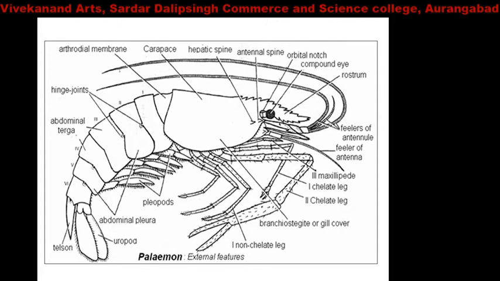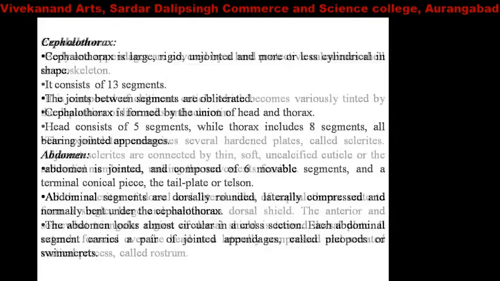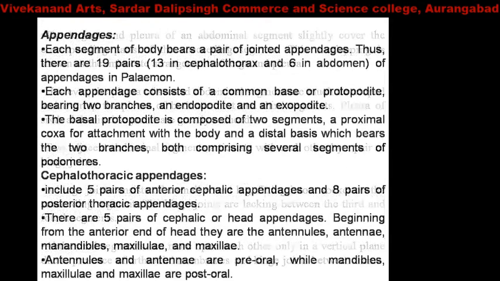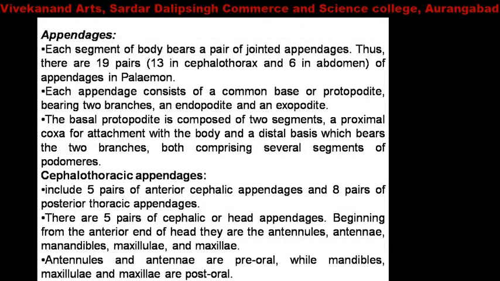So, in today's lecture, we discuss the different appendages of the cephalothorax and abdominal appendages. Each segment of the body bears a pair of jointed appendages. Thus, there are 19 pairs, 13 are cephalothorax and 6 are abdominal appendages, which are found in prawn.